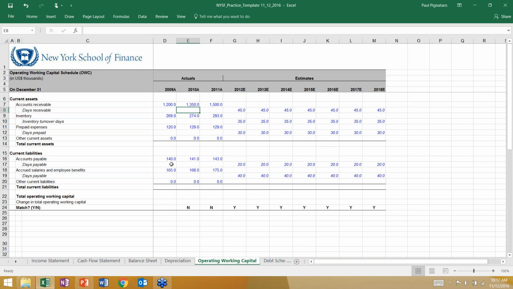Now, one quick note, because of the nature of balance sheets. Balance sheet information is at a given point in time, whereas income statement information is a measure of what's been accumulated over a period. In other words, 2010 means year-end 2010, we had 1350 in accounts receivables. I don't know what that means in terms of what's been generating or accumulating during the year.